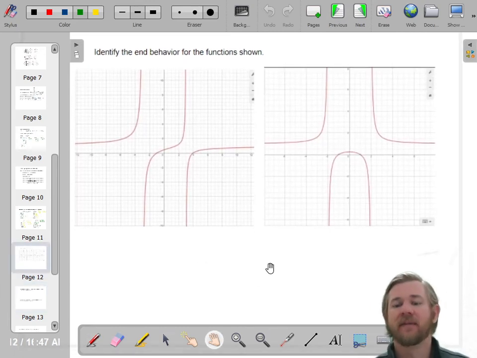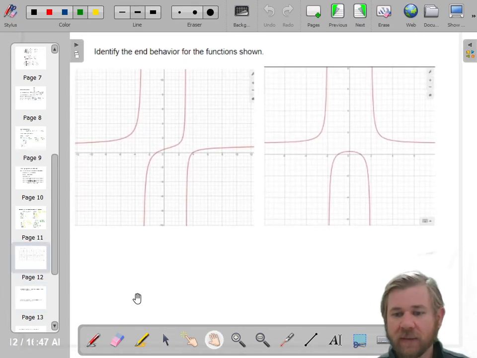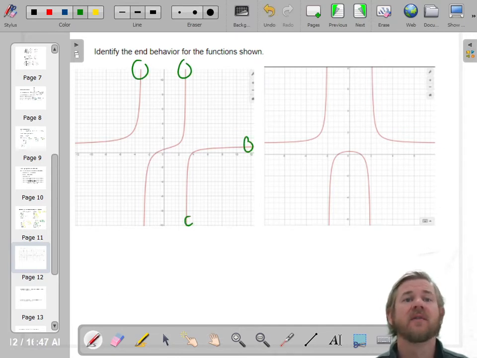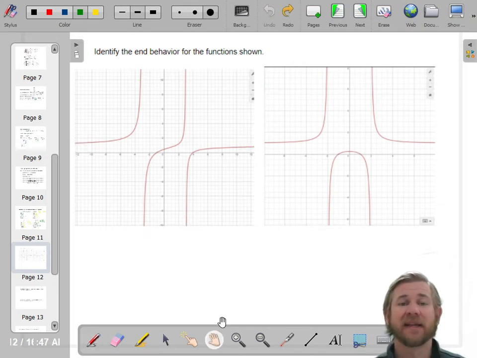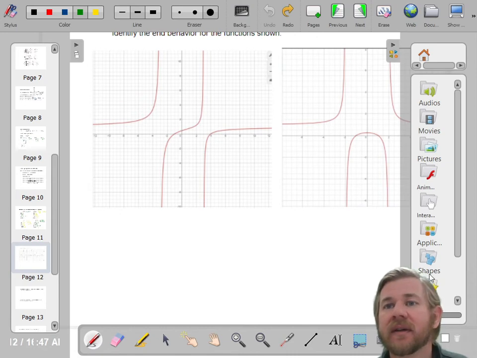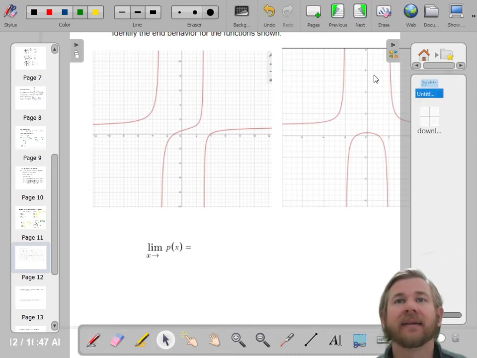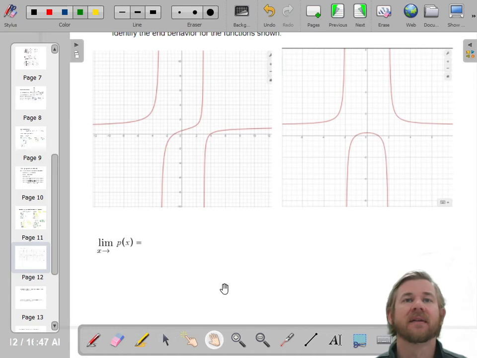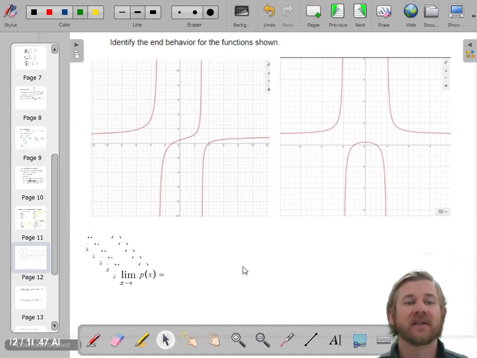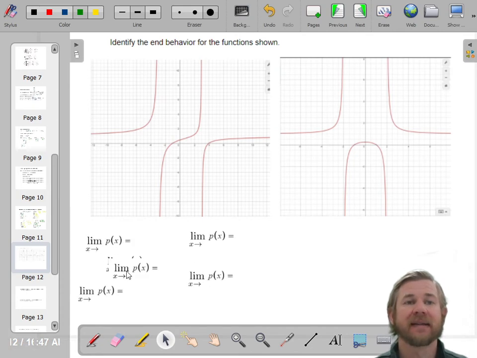So end behavior. To do the end behavior, I'm going to, first of all, think about how many there will be. 1, 2, 3, 4, 5, 6. I need to have 6 limit statements here because there's 6 places that this thing leaves the page. Let's say it's P of x. Just for this problem, there's going to be 6 limit statements.